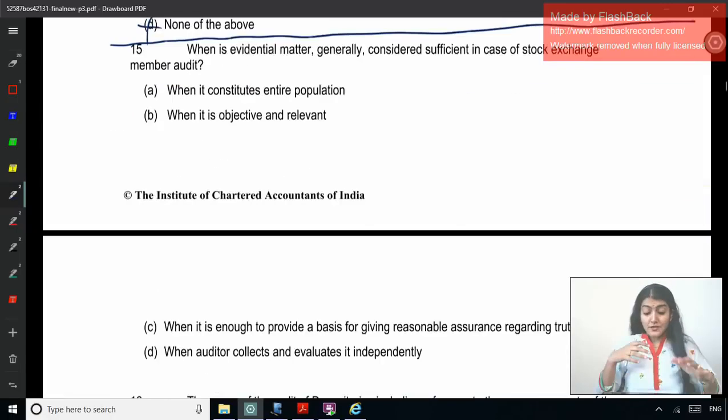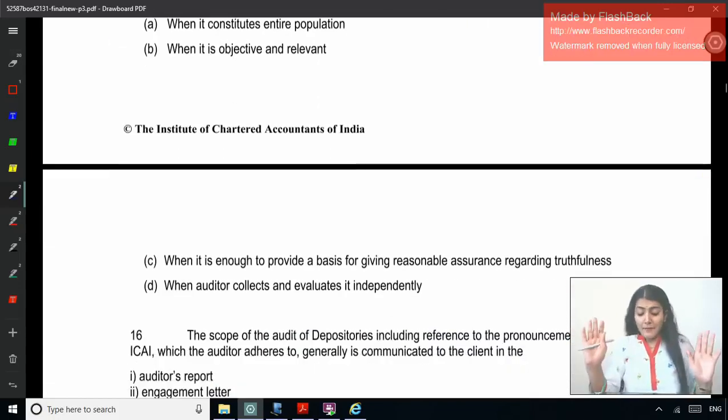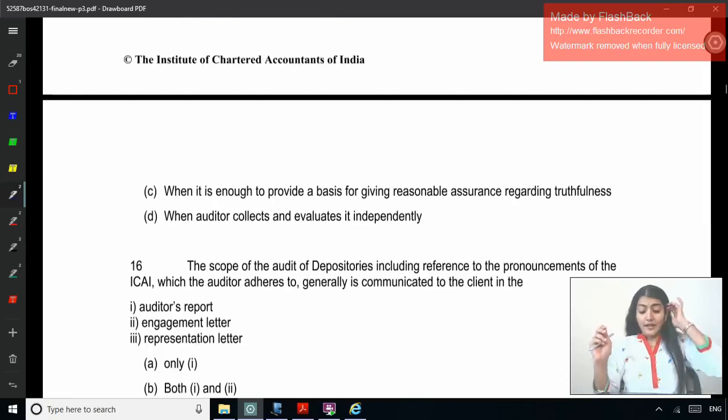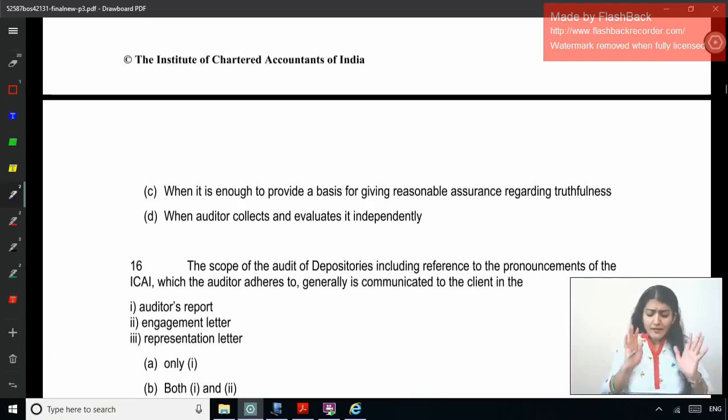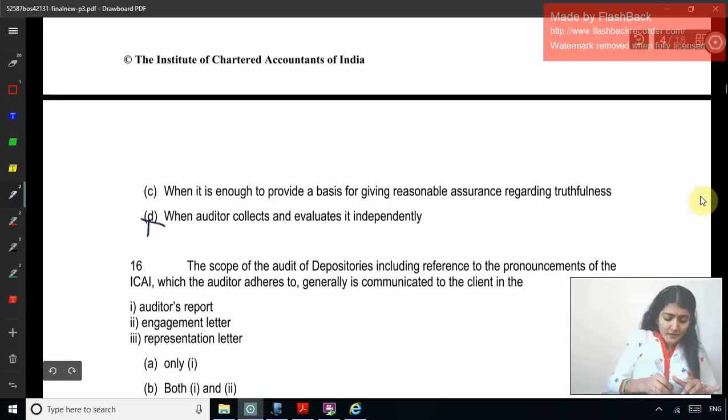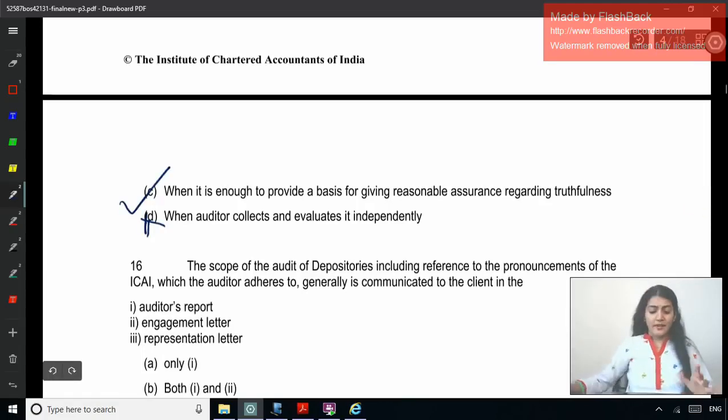Okay, when it constitutes entire population, that is you do 100% checking, I think okay, it can be considered sufficient in that case. When it is objective and relevant, obviously in that case we would more consider it to be appropriate than sufficient. Relevant talks about the quality. When it is enough to provide a basis for giving reasonable assurance regarding the truthfulness, and when auditor collects and evaluates it independently, right? So collects and evaluates it independently is again going to be about the quality, right? So when it is enough to provide a basis for giving the reasonable assurance regarding the truthfulness.